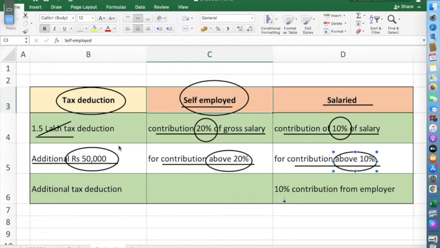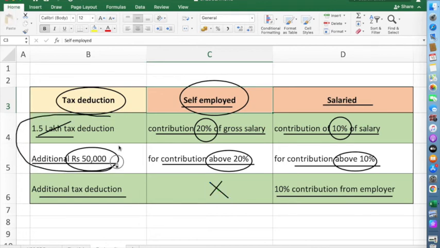And for salaried person, there is an additional tax deduction applicable. You get a tax deduction when your employer contributes 10% of your salary. This is an additional tax deduction for salaried person and this is not applicable for self-employed person. So you get maximum 2 lakhs tax deduction when you are contributing to Tier 1 NPS.